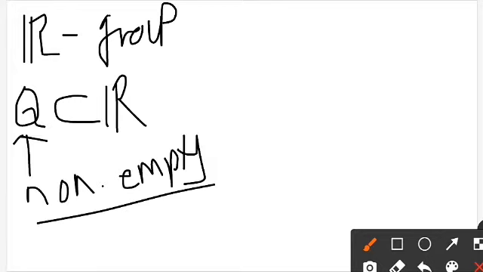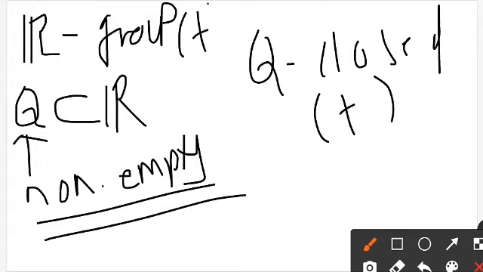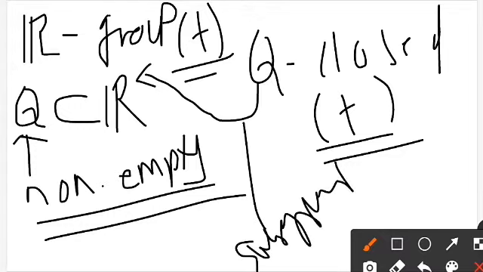Q is a non-empty subset of R. Even Q is closed under addition operation. R is also a group we have taken under addition operation, and Q is closed under addition operation. So we can say that Q is a subgroup of R. In the same way, okay.